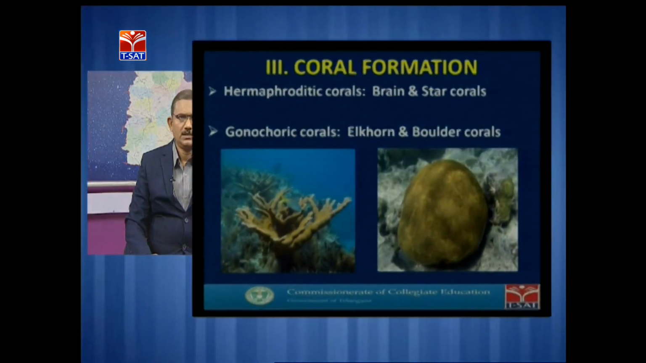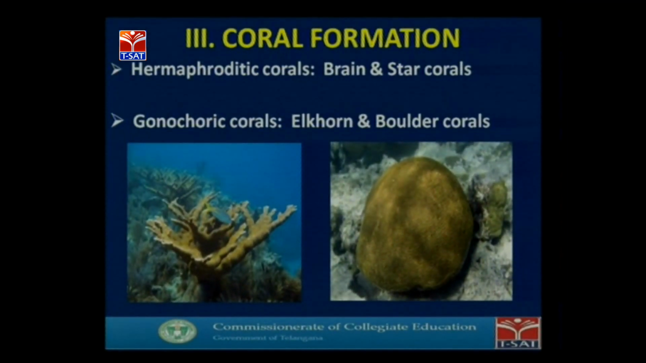And in this slide we can see two types of corals. One is hermaphroditic corals, where both male and female sex are present in the same individual. Examples of hermaphroditic corals include brain corals and star corals. And coming to gonochoric corals, these corals are unisexual, either male or female. Examples of gonochoric corals include elk horn corals and boulder corals.